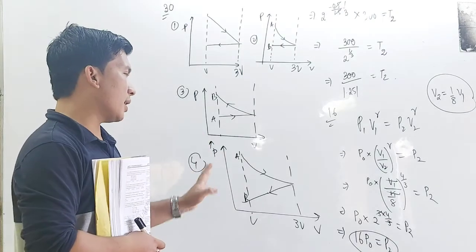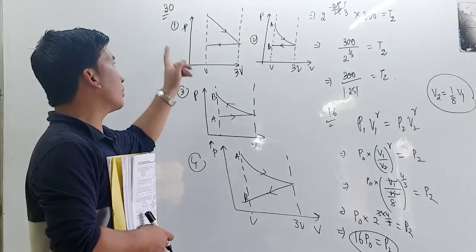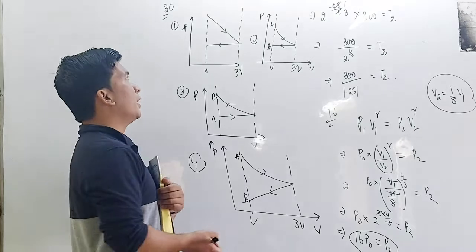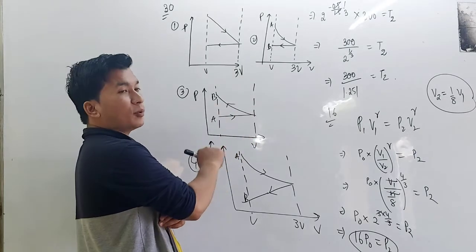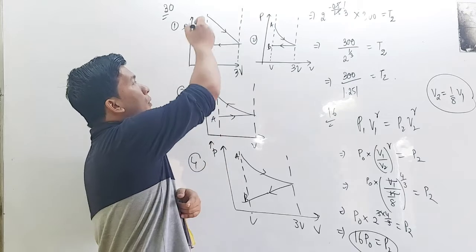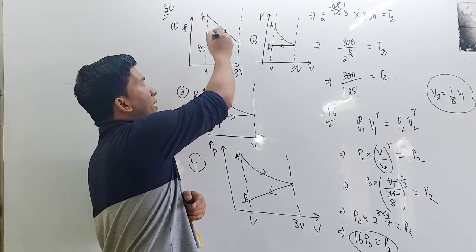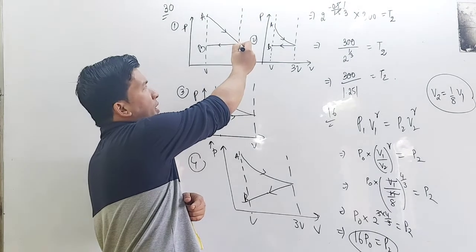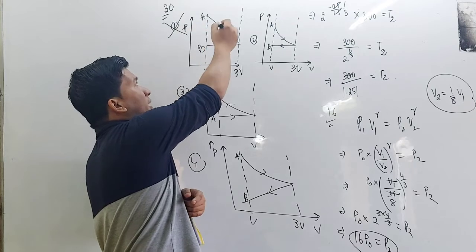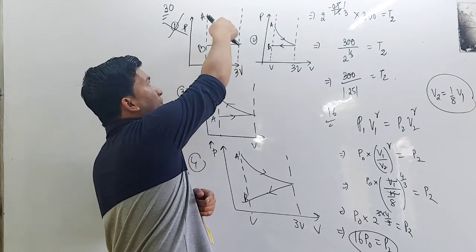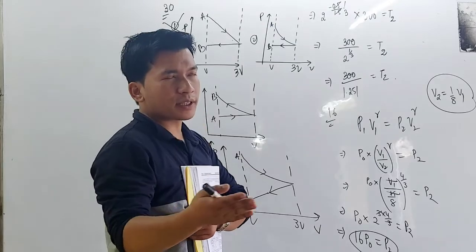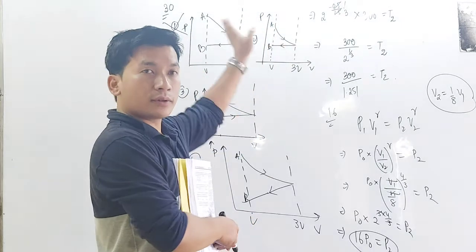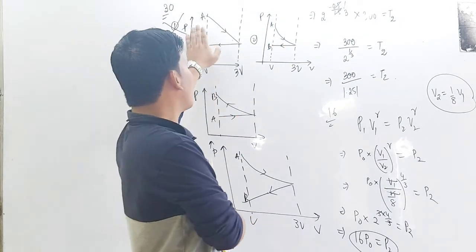Can option number 1 be our answer? Why? Because the first process must be increasing the volume, volume expansion, and although there is an increase in the volume, it cannot be an isothermal process, where the isothermal curve must be curved. Here it is drawn as a straight line. So our option number 1 is eliminated.